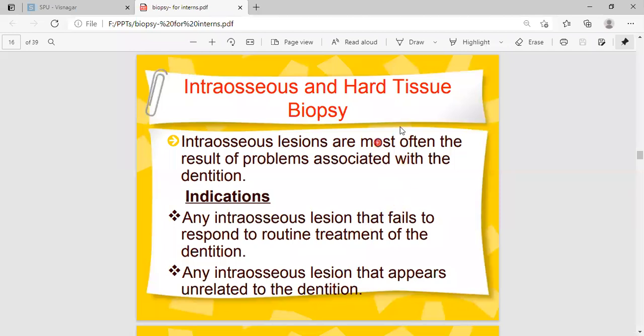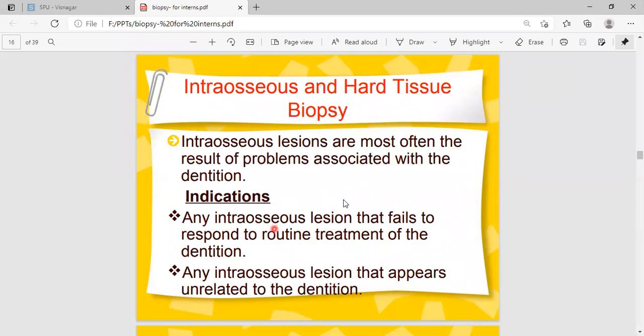The biopsy of the intraosseous hard tissue. Intraosseous lesions are most often the result of problems associated with the dentition. There's periapical surgery, ameloblastoma, periapical cyst, okay, dentition-related cysts. Any intraosseous lesion that fails to respond to routine treatment of the dentition should be biopsied, and any intraosseous lesion that appears unrelated to the dentition.